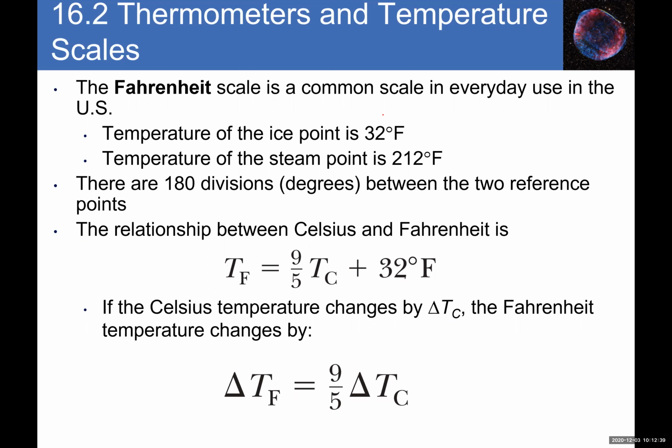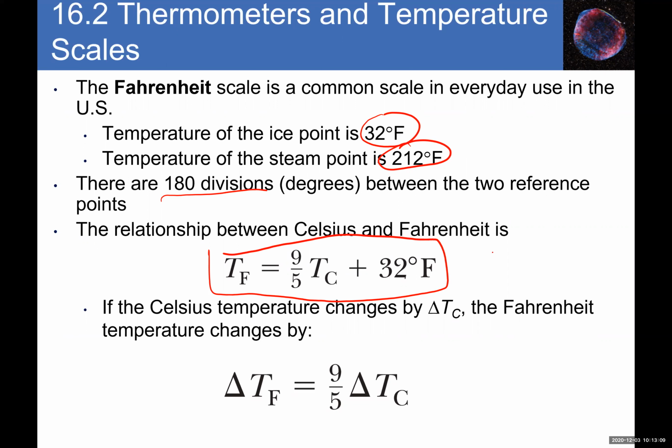The temperature of the ice point is 32 degrees Fahrenheit, where ice melts into liquid water, or liquid water freezes into ice. This is then the boiling point, where you go from liquid to steam, or steam back to liquid. And there you can see 180 divisions or degrees. Here's the conversion factor: 9/5 times the temperature in Celsius plus 32. That will give you the temperature in Fahrenheit.